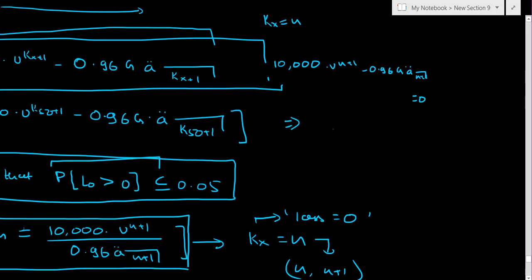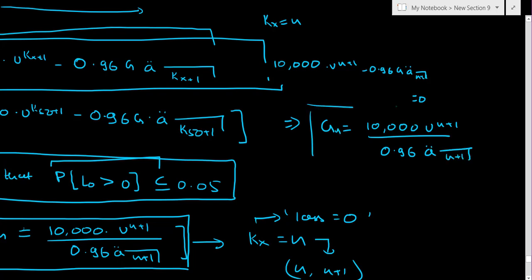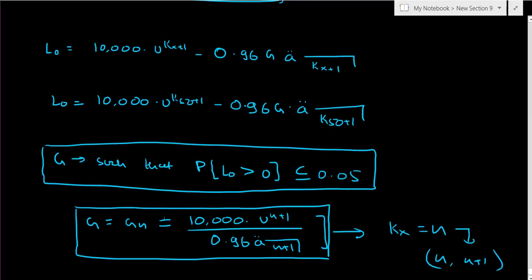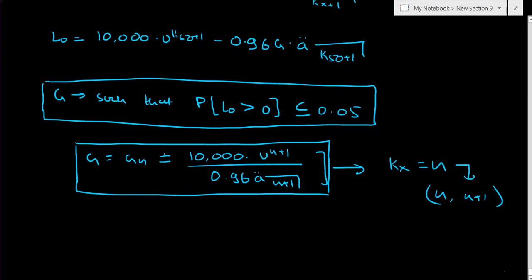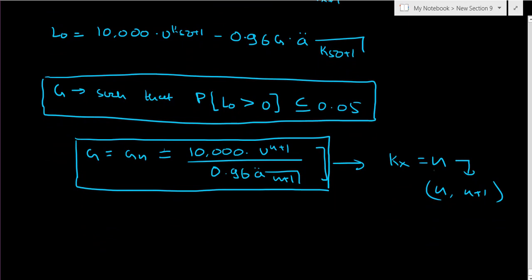So when you transform this, you will get G equals 10,000 times v to the power of n plus 1 over 0.96 ä_{n+1}. So that's my Gn. That's how I got Gn. And then let's move further. This is the amount of premium that I need to calculate. Let us call it Gn. So Gn is the premium that I need, and this would be the premium if this person dies between time n and n plus 1.